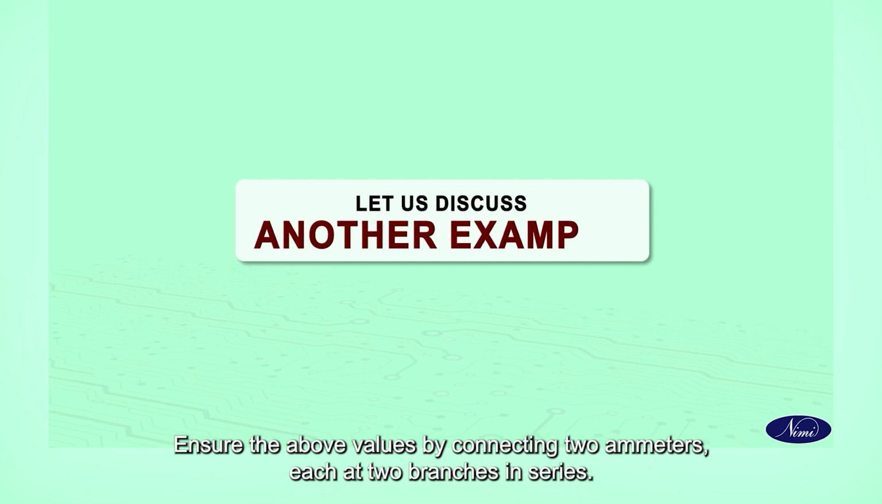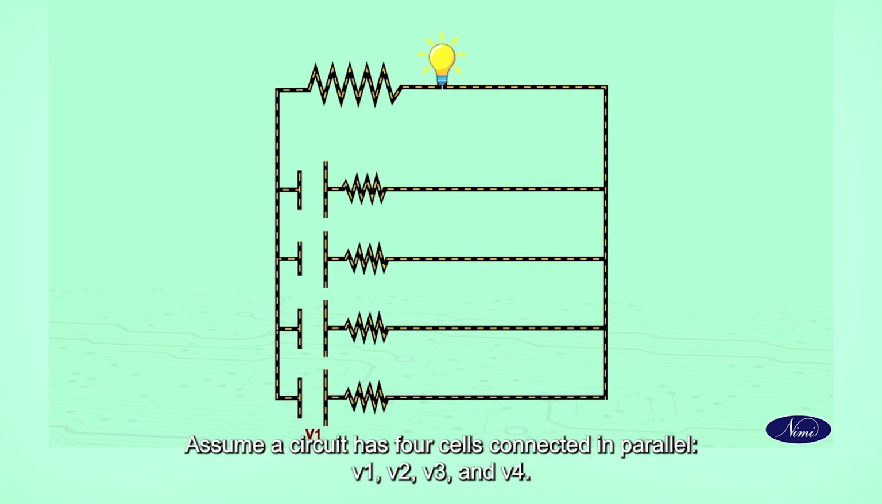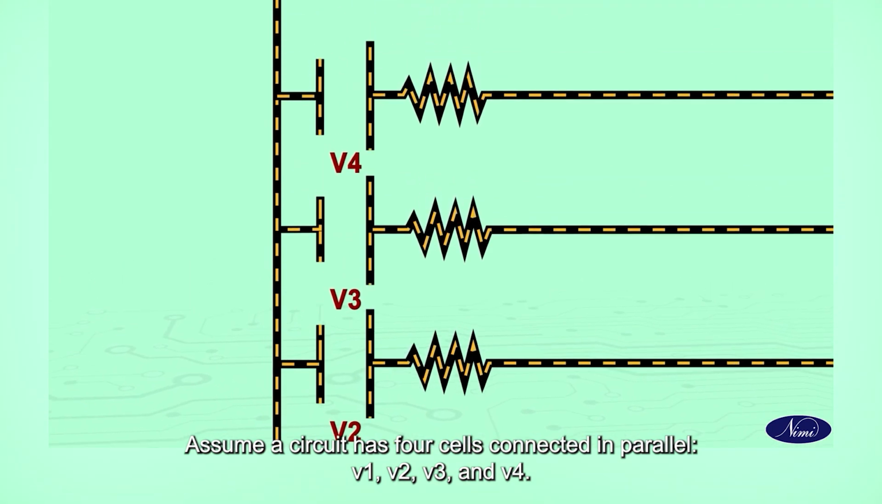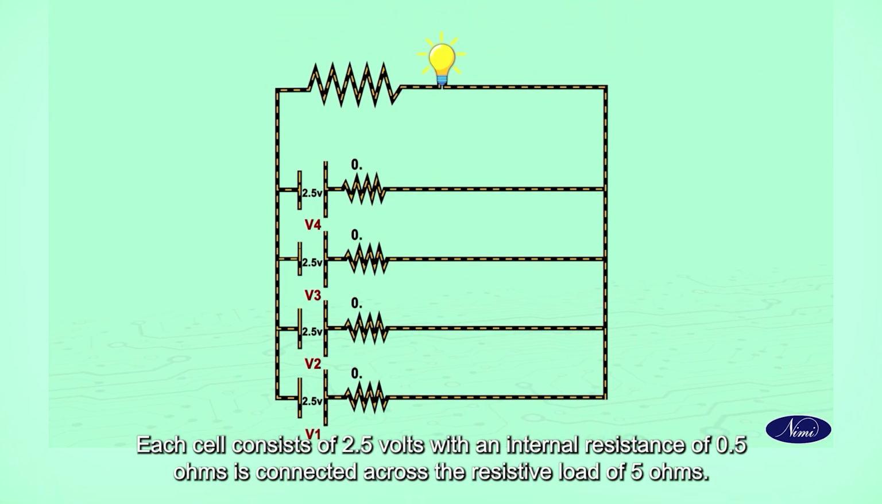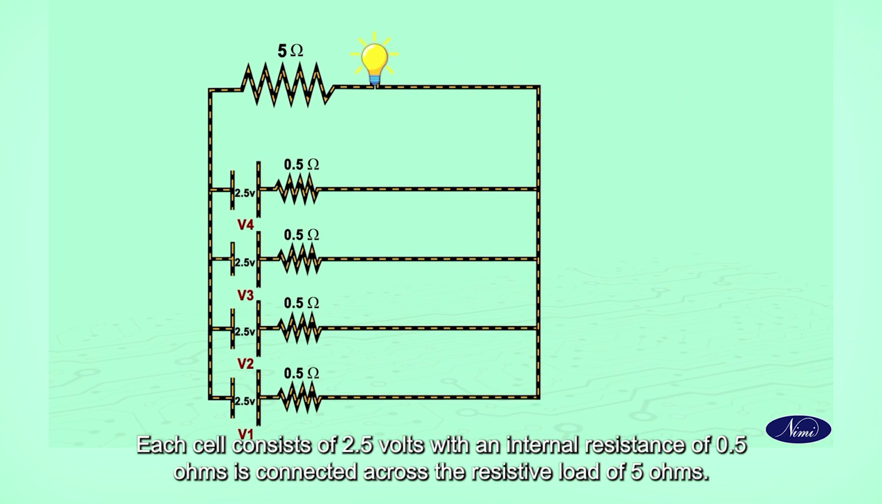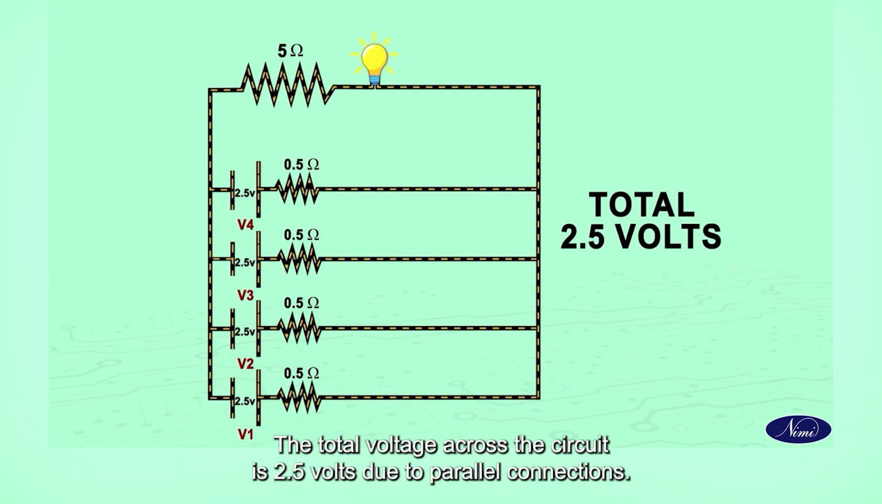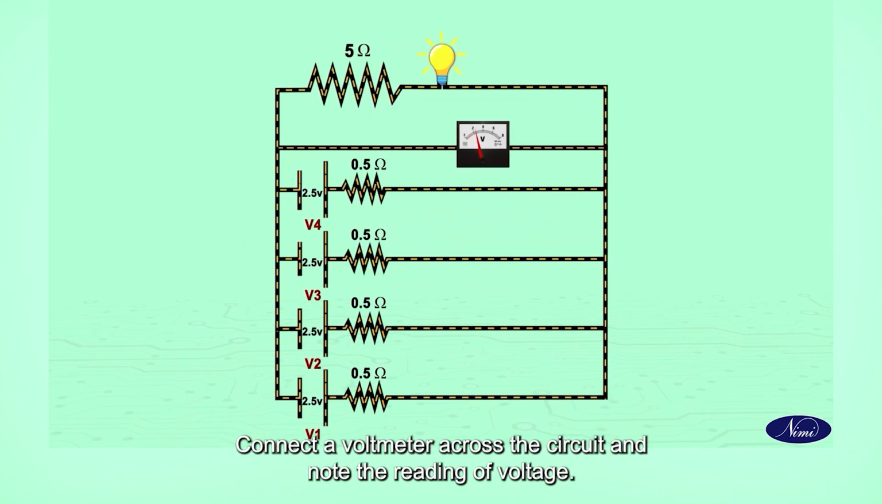Let us discuss another example. Assume a circuit has four cells connected in parallel, V1, V2, V3 and V4. Each cell is 2.5 volts with an internal resistance of 0.5 ohms and is connected across a resistive load of 5 ohms. The total voltage across the circuit is 2.5 volts due to the parallel connection. Connect a voltmeter across the circuit and note the reading of the voltage.